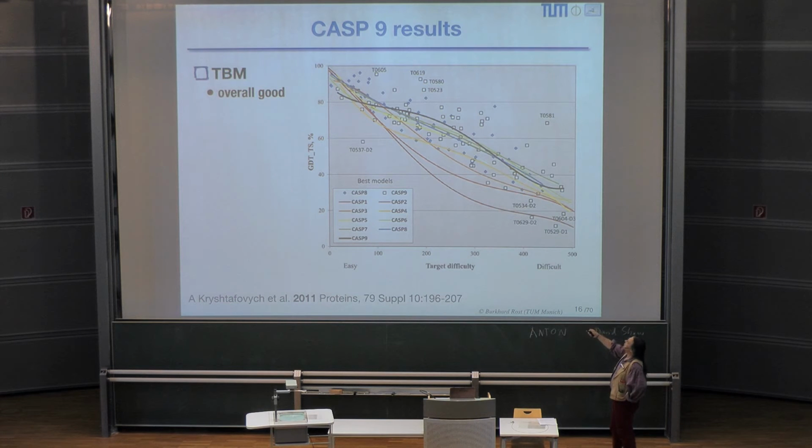What these lines show is somehow the improvement of a CASP. This is the target difficulty, that somehow the success up here is completely right. Sorry, down here is completely right. No, up here is completely right. Down here is wrong. So difficult targets are less well done. Easier targets are better done. And there's some tendency that for later CASP, this curve goes up. So there is some tendency to argue that the field has improved.